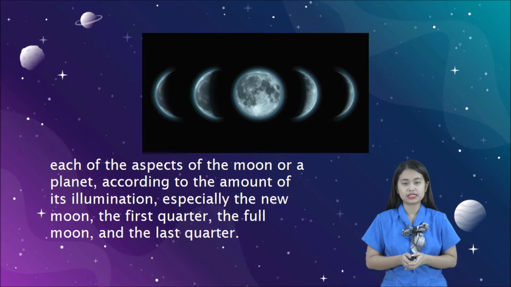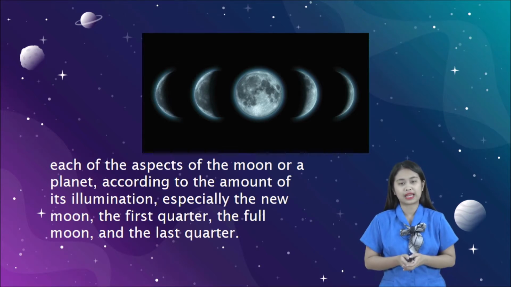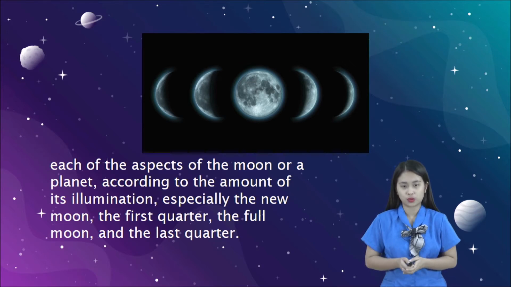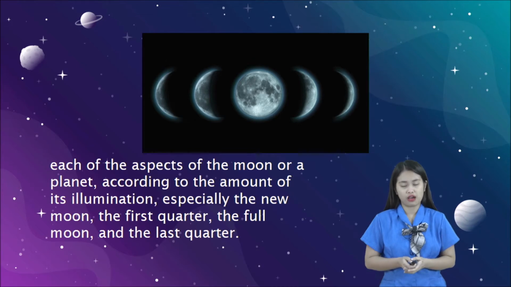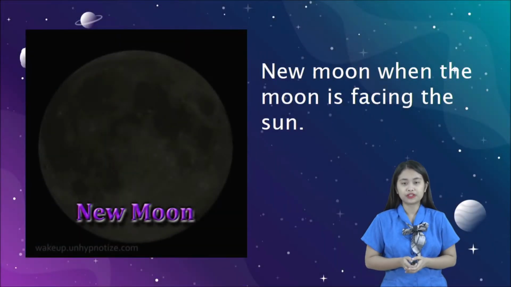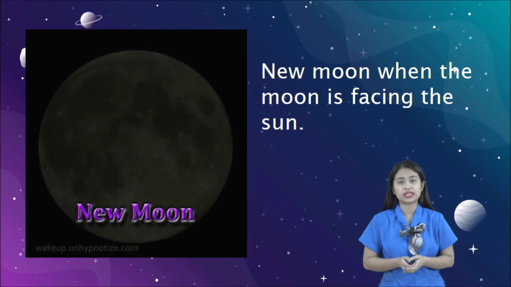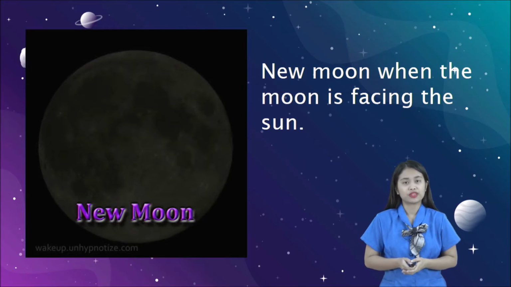Next is phases. Each of the aspects of the moon or a planet, according to the amount of its illumination, especially the new moon, the first quarter, the full moon, and the last quarter. Let us talk about those 4 phases of the moon. The first one is new moon. It is when the moon is facing the sun. As you can see, the light is not reflected there.